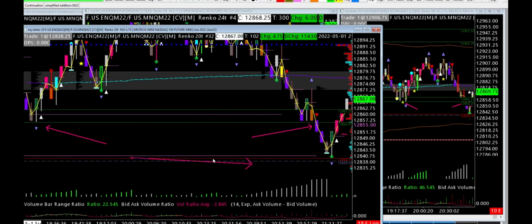There was one I can show you back here, right there. So this is the arrow I'm talking about.